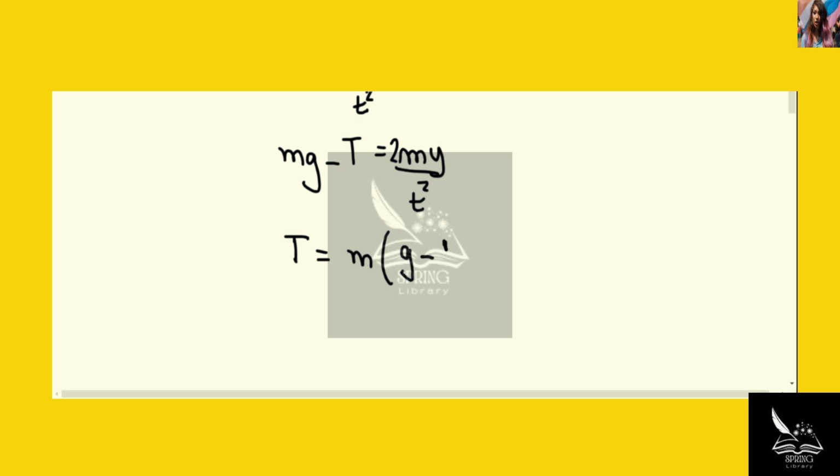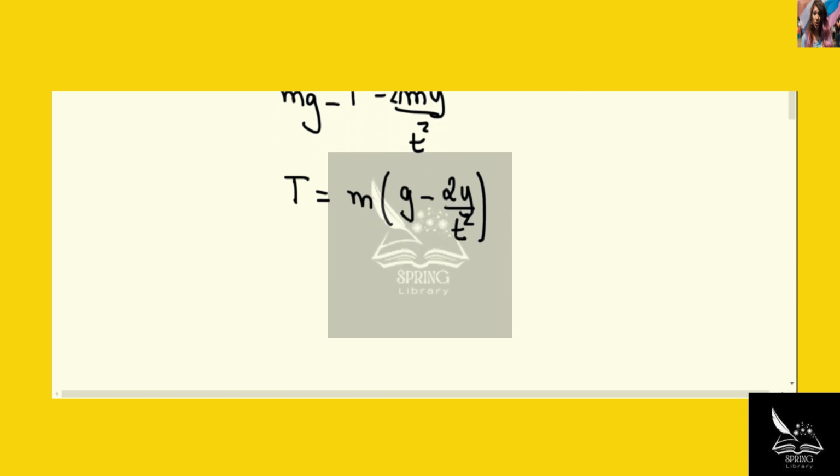mg minus 2y over t squared. This is the tension. We're going to keep it because it's going to be useful.